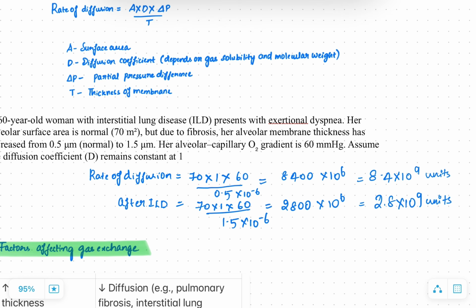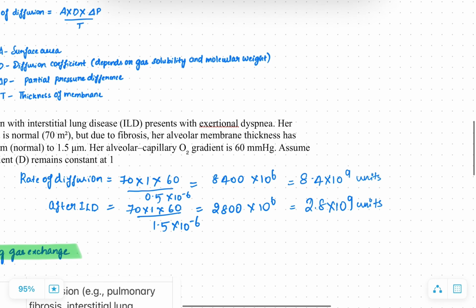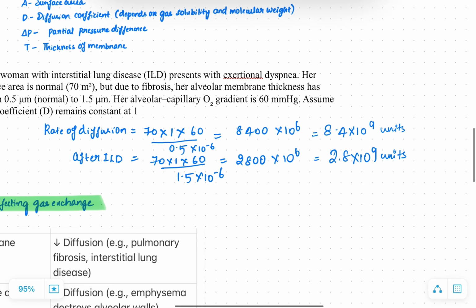In meters, 0.5 microns is 0.5 times 10 power minus 6 meters. It comes to 8.4 times 10 power 9 units. If we use the increased thickness, that is 1.5 microns, it comes to 2.8 times 10 power 9 units. So we can see there is a decrease in the diffusion because of the increase in thickness.